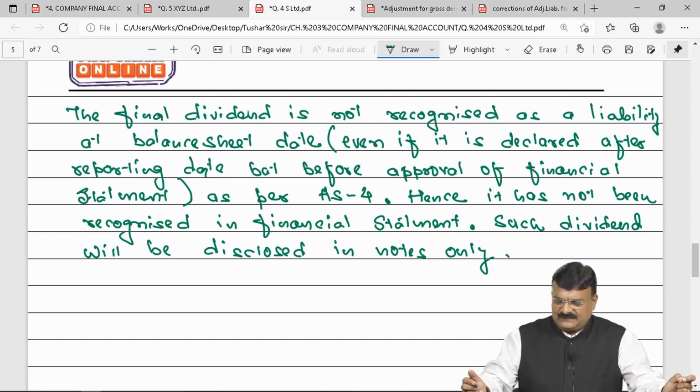The final dividend is not recognized as a liability. This cannot be recorded as a liability at balance sheet date, even if it is declared after reporting date but before approval of financial statement, as per AS4. Hence, it has not been recognized in financial statement. Means it cannot be recorded in financial statement. Such dividend will be disclosed in notes only. Notes means as a footnote. You can write the dividend declared is of this much amount. No effect of that should come in final account.